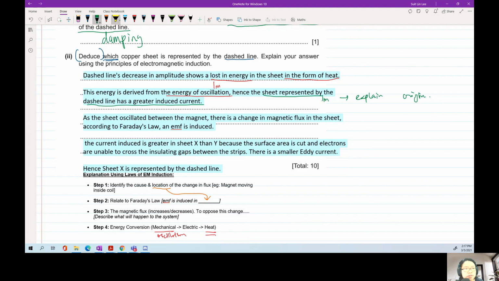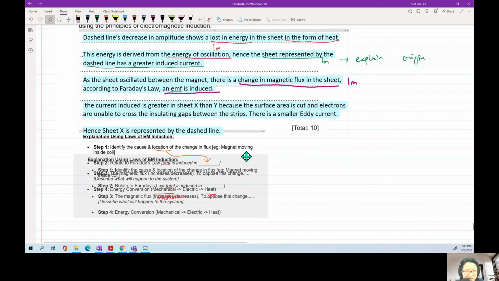So the origin is here. When you explain, there is a change in magnetic flux in the sheet and EMF is induced. I'm not sure whether this one is marked because it's not really needed in the explanation, but who knows? Okay, I don't write the mark scheme today.